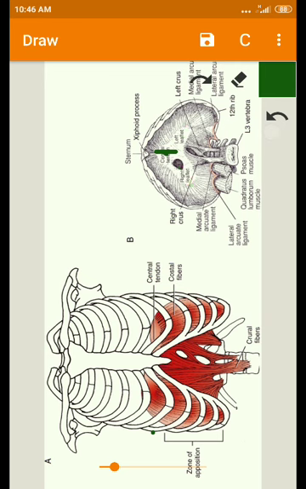The central portion of the central tendon fuses with the pericardium, because the heart is present at this position, isn't it? The covering, the outer layer of the heart, is called the pericardium. So the pericardium is fused with the central portion of the central tendon.